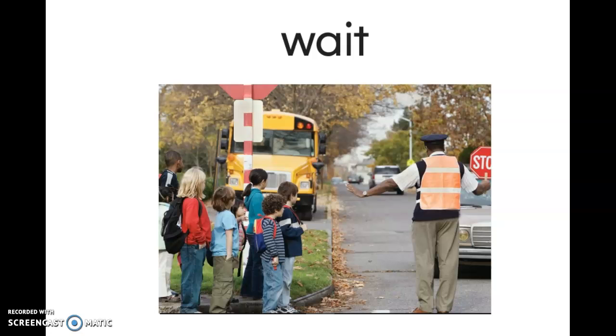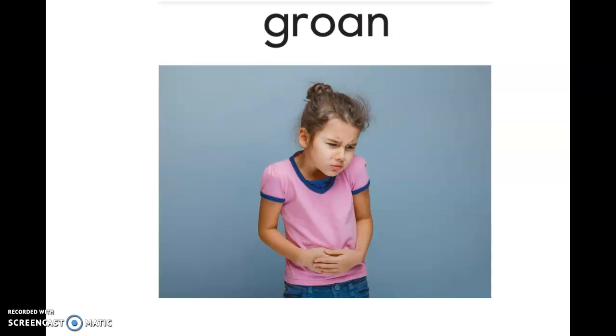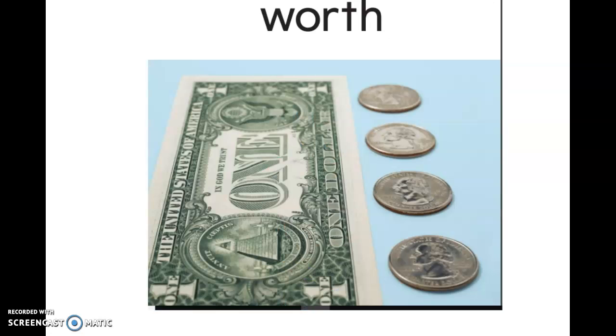Wait. When you wait, you stay ready for something you think will happen. The children wait for the crossing guard to walk them across the street. Groan. A groan is a deep sound you make when you are hurt or not happy. Like if your stomach hurts, you might make a loud groan to let others know you're in pain. Worth. If one thing is worth the same as another thing, it is just as good, important, or useful. So 4 quarters are worth $1.